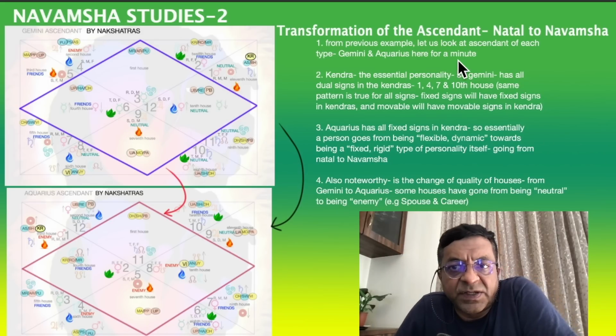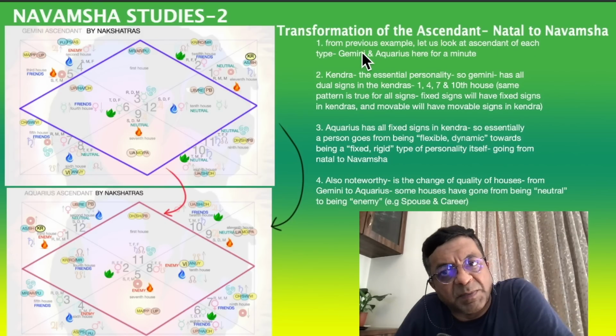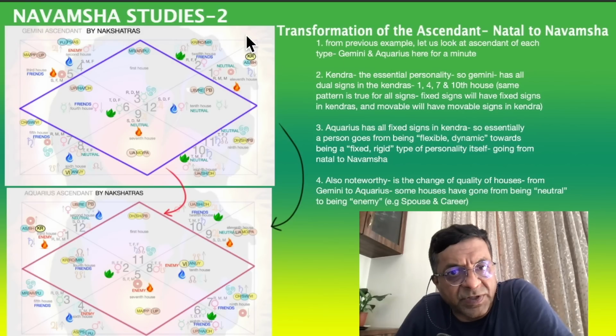Right, so the next thing to note is the transformation of the ascendant. We'll take from the previous example, going from Gemini to Aquarius at the third pada. But I'm taking now the classic blank chart of Vedic astrology. Gemini ascendant there on the top and Aquarius ascendant by nakshatras at the bottom. So basically this transforms to this. This transforms to this. And this diamond in the center is what we are focusing on in this slide.